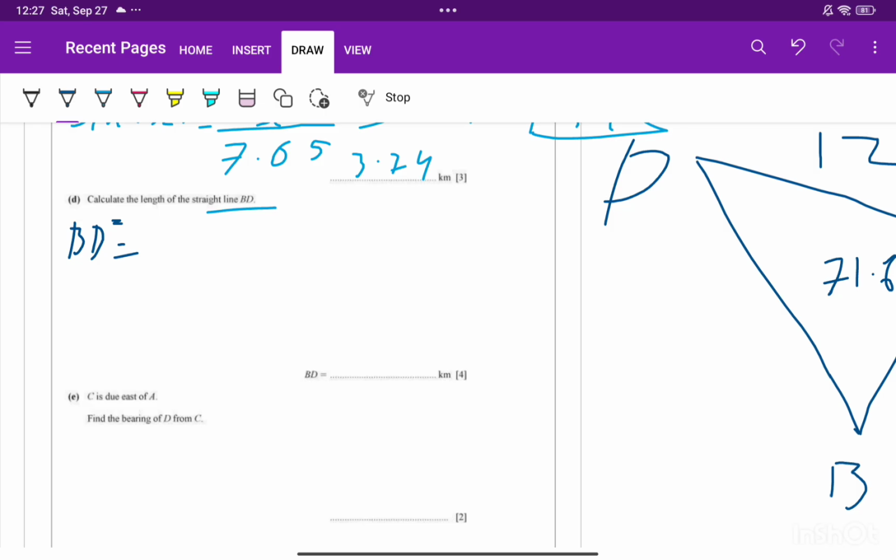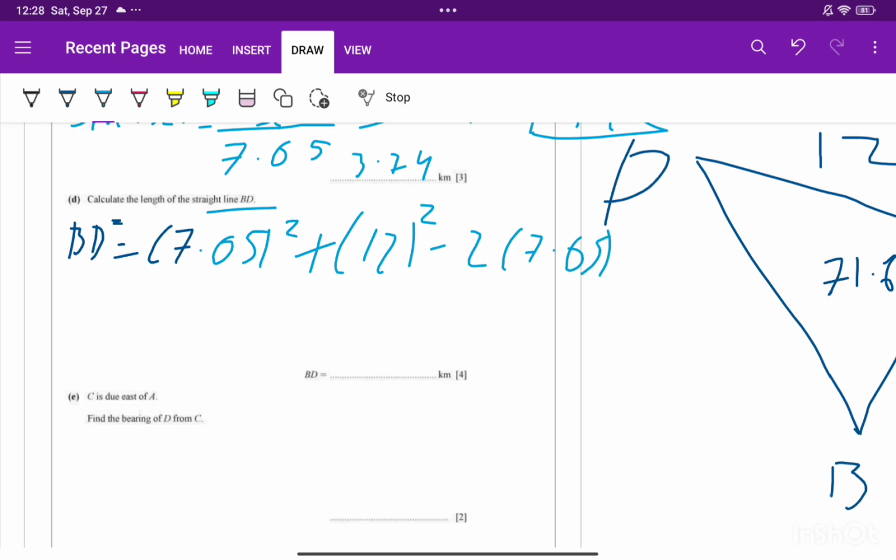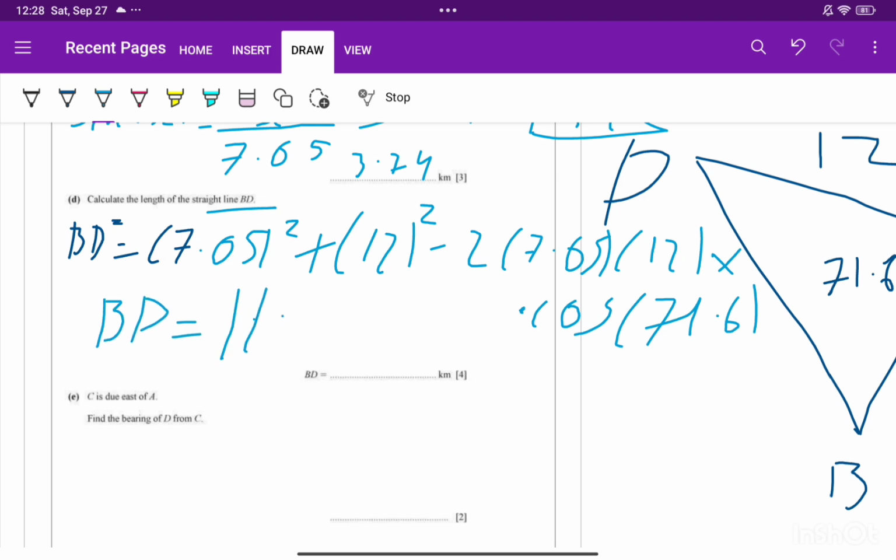BT square is equal to 7.05 square plus 12 square minus 2 times 7.05 times 12 multiplied by cos 71.6. So we will do this directly in the calculator. So the answer will be BT is 11.8. This is our answer.